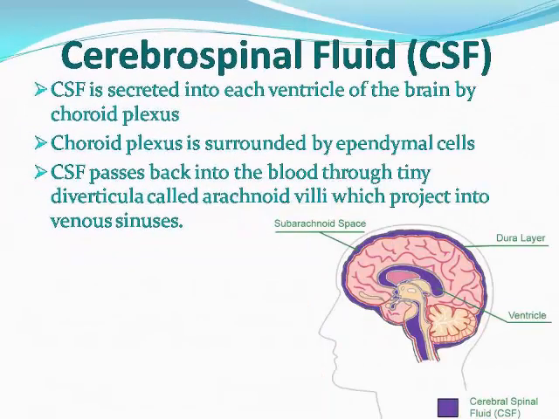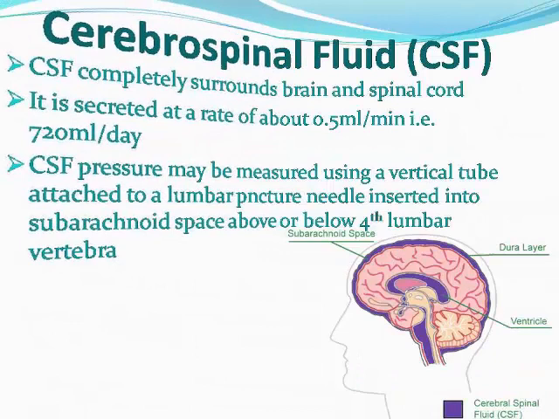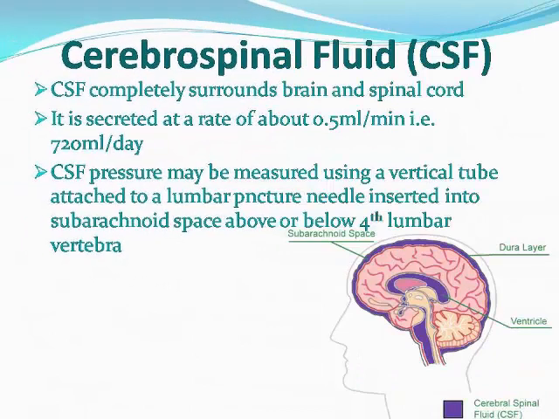Cerebrospinal fluid (CSF) is secreted into each ventricle of the brain by the choroid plexus. The choroid plexus is surrounded by ependymal cells. CSF passes back into the blood through tiny diverticula called arachnoid villi, which project into venous sinuses. CSF completely surrounds the brain and spinal cord.